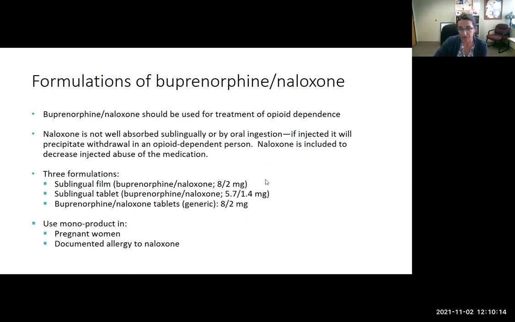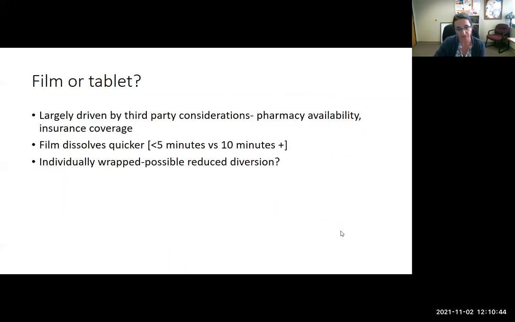So again, this goes over the three sublingual forms. We really just use the mono product in pregnancy still, although certainly there's movement to the combo product as well. If we're going to prescribe it, it would be for pregnancy, and if there's a documented allergy to naloxone, which is quite rare, but can happen. I think I've seen one rash that seemed to be clearly related, but most of the time the combination product is preferred. And what about film versus tablet?